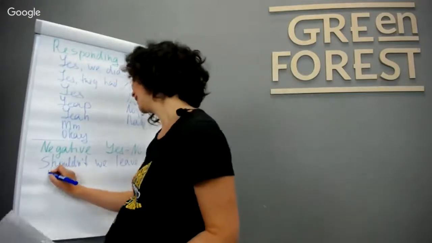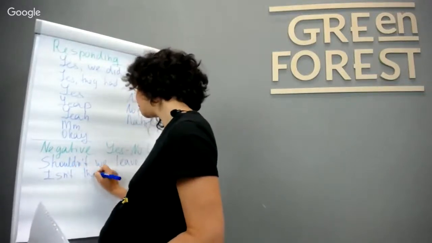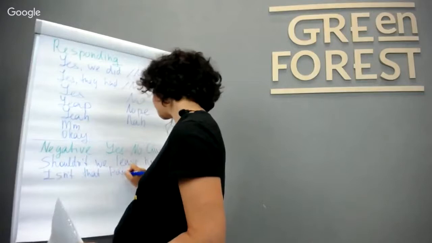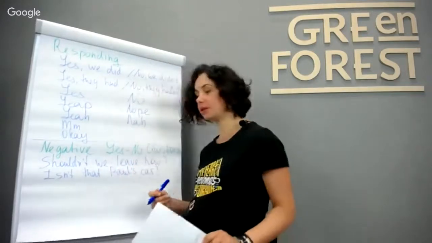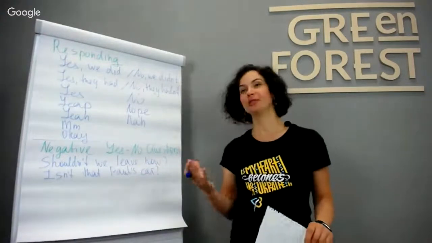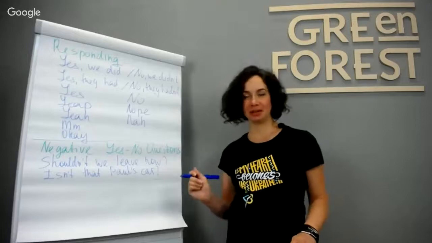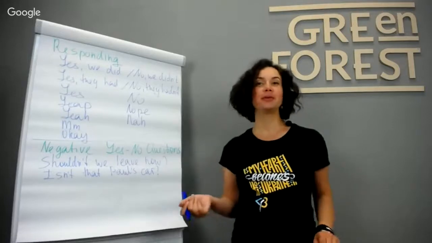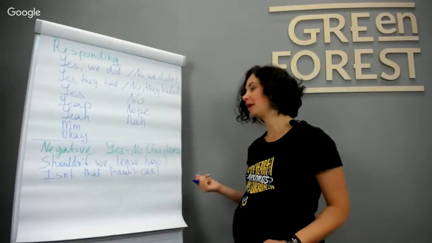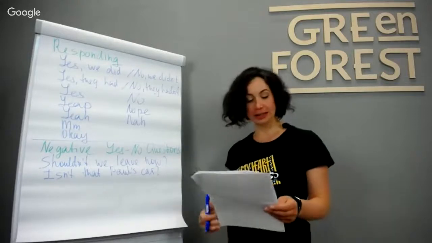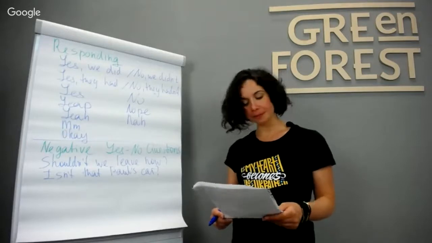Or, isn't that Paul's car? And the answer is, yeah, for sure, it is Paul's car. It's like, you already know for 99% that this is Paul's car, but you want to maybe keep the conversation flow, or you just want to make sure that you're right, and you ask a negative question. I think it's quite an important one.